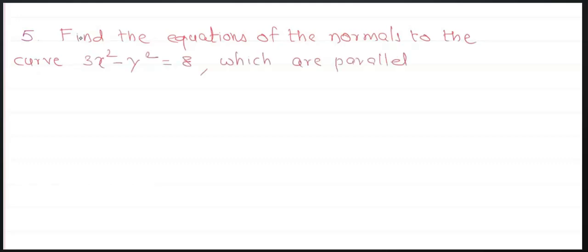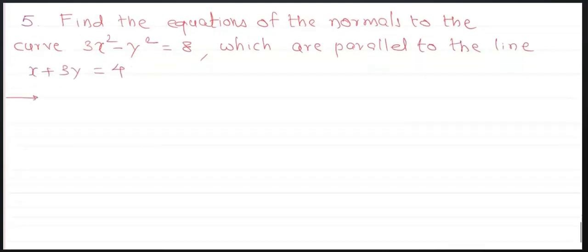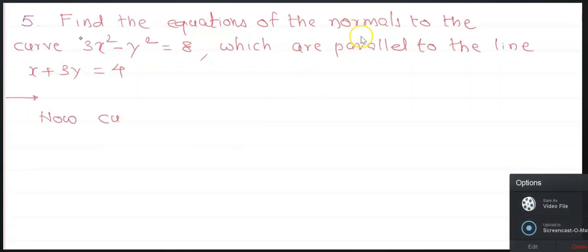Now, the next is, find the equation of the normals to the curve 3x square minus y square = 8, which are parallel to the line. Now we want to find the equation of the normal, and that normal is parallel to this line. Therefore, the slope of the normal and the slope of this line are equal.